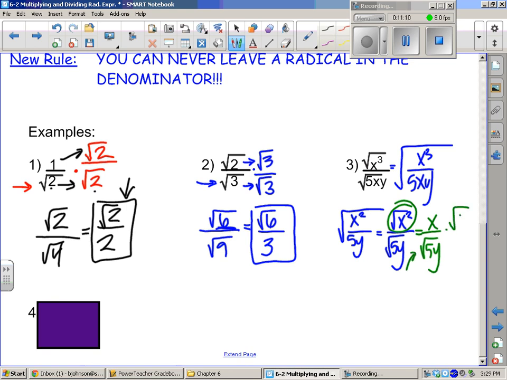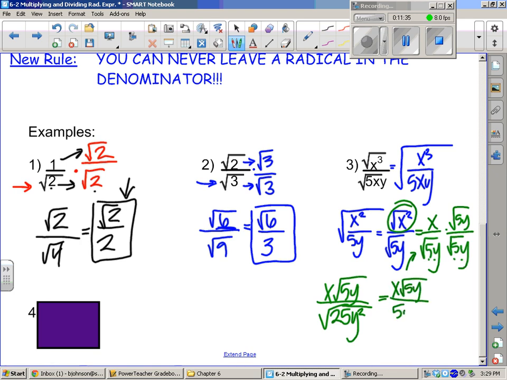So we multiply by the denominator over itself. Useful form of 1, according to Kendra. Yep. On the top, x has got to go on the outside because that's not in the house. And then 5 and y are inside. On the bottom, 5 times 5 is 25. And then y times y is y squared. And the whole goal of doing that is for us to get something that is a perfect square. So final answer, x root 5y over 5y.